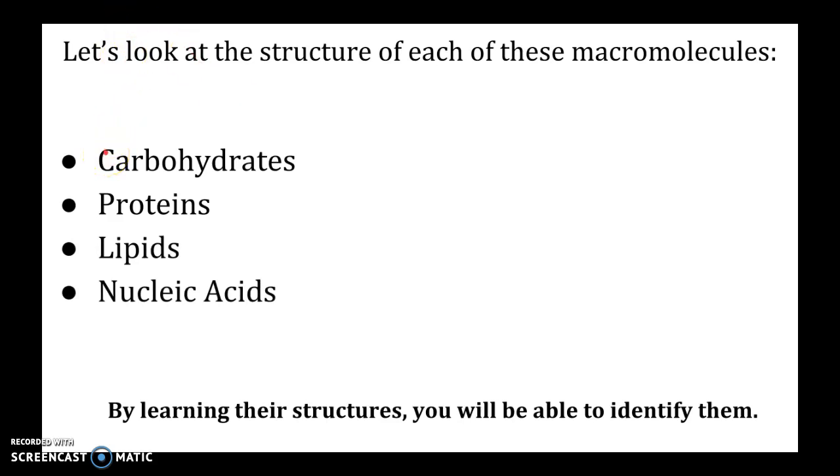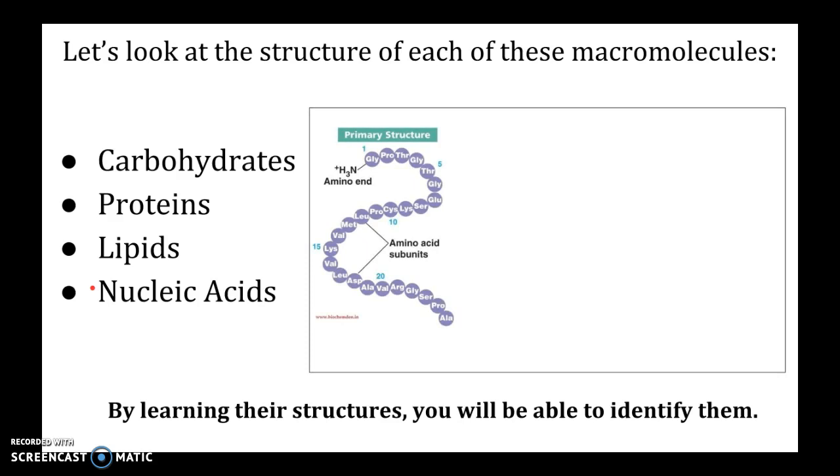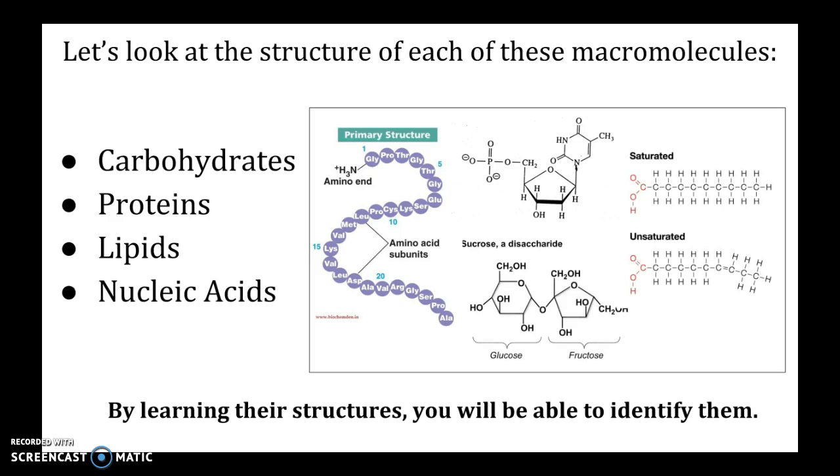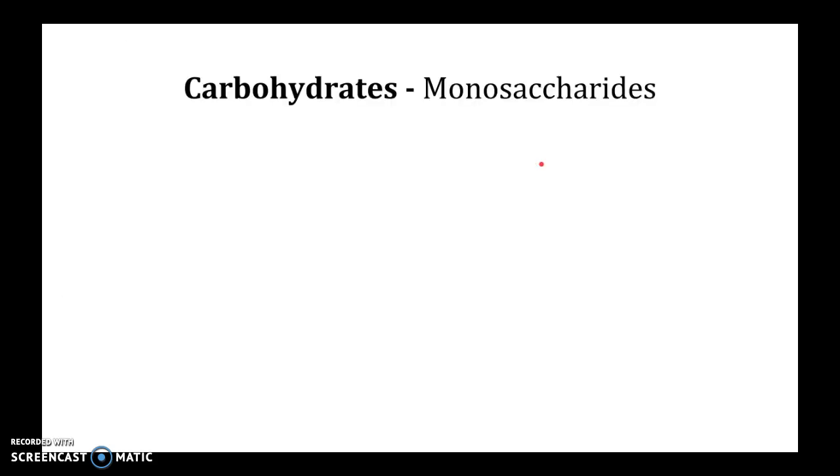We have carbohydrates, proteins, lipids, and nucleic acids. And here's an example of each one of them. Here's a fatty acid. This one is a carbohydrate. This one is a protein. And this one is a nucleic acid. But the first one we're going to talk about is carbohydrates.